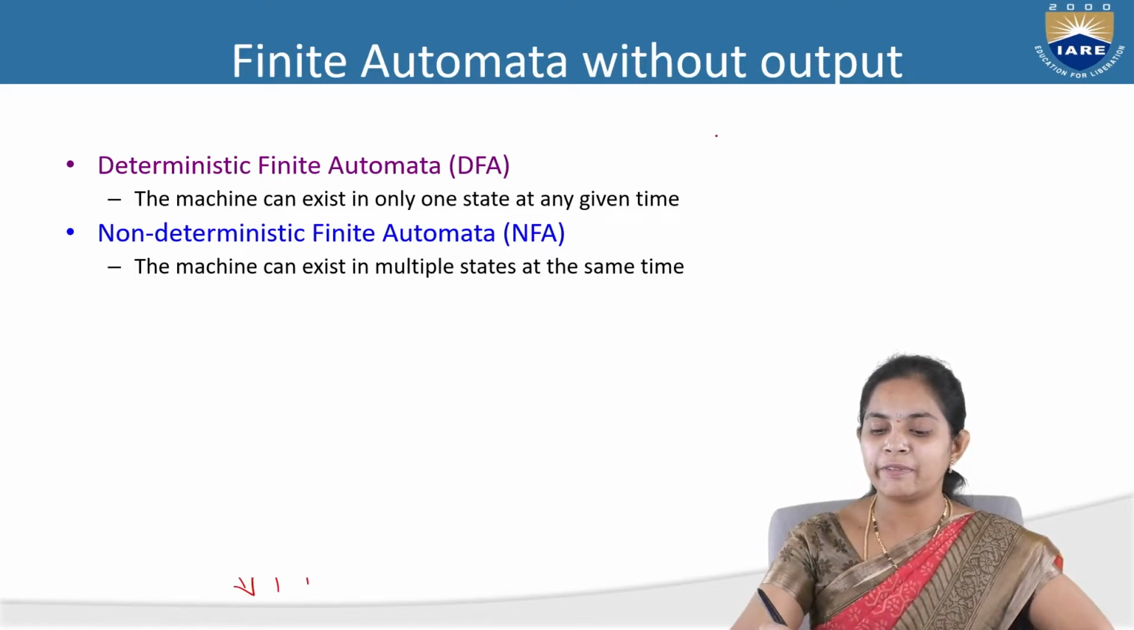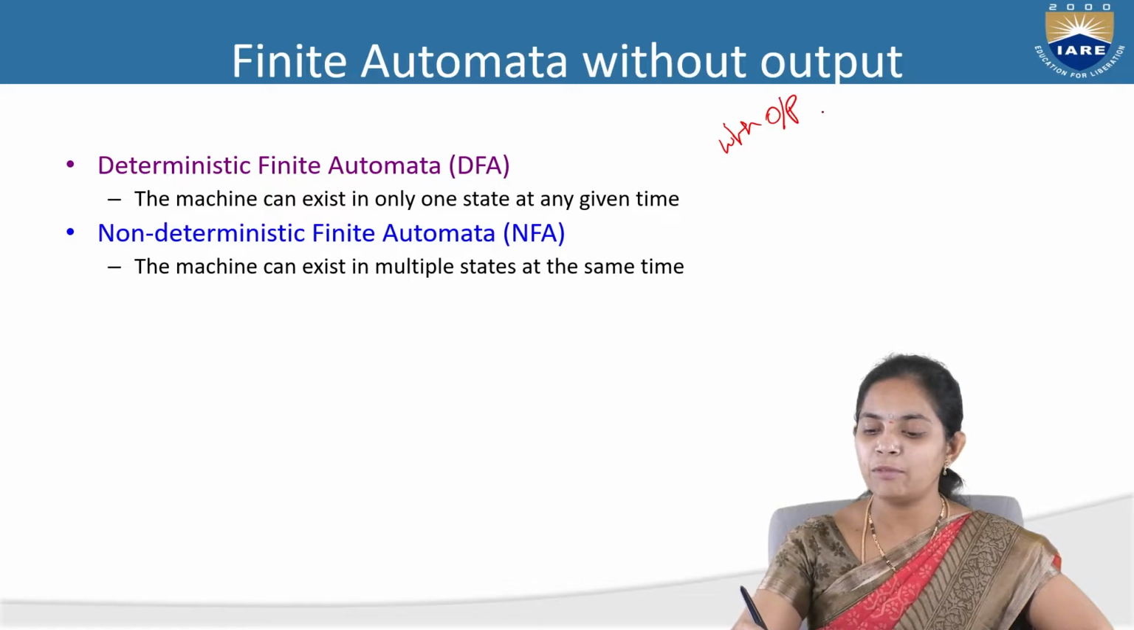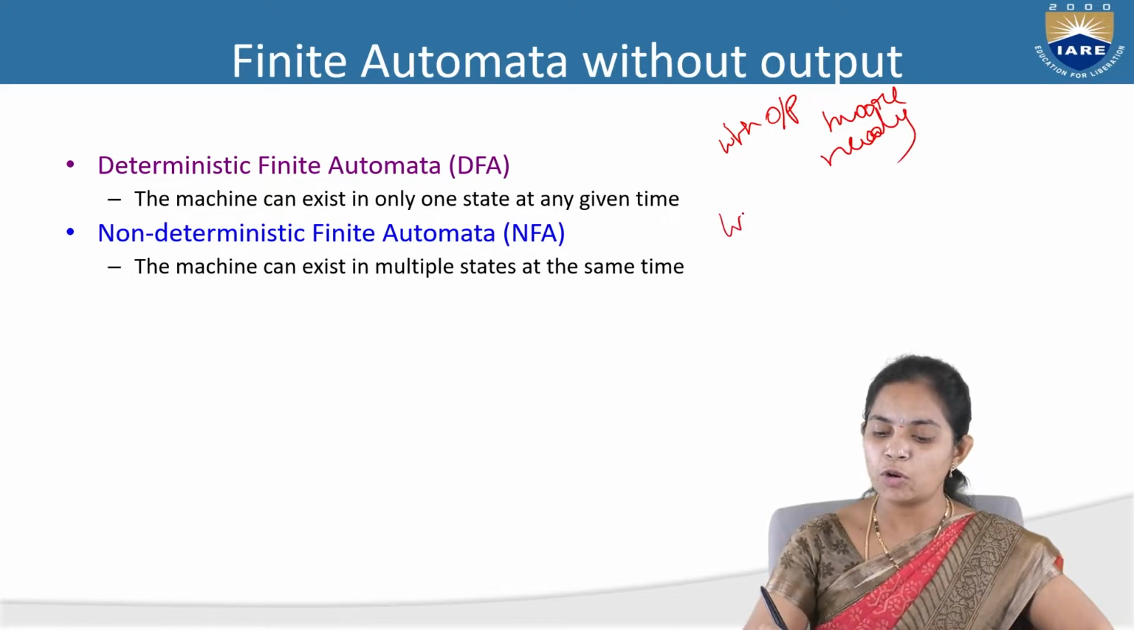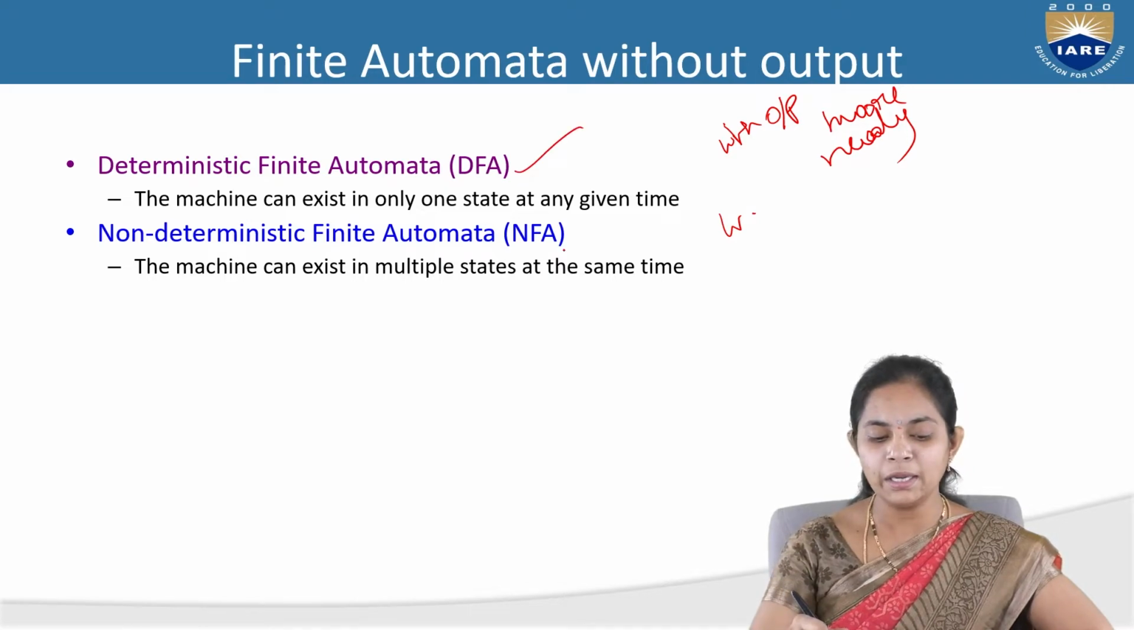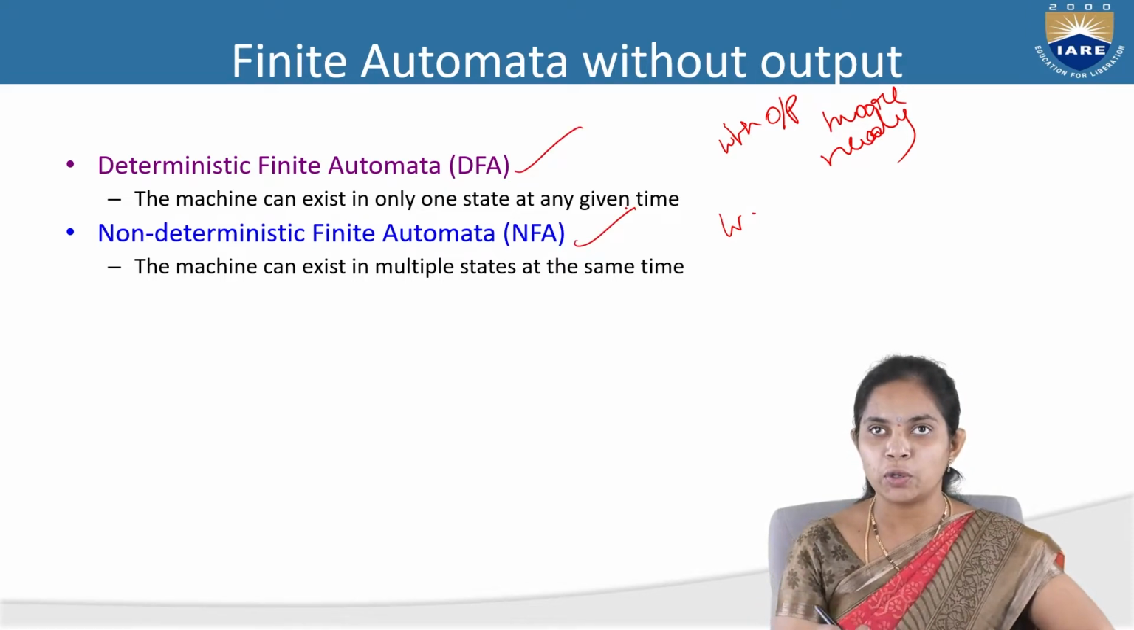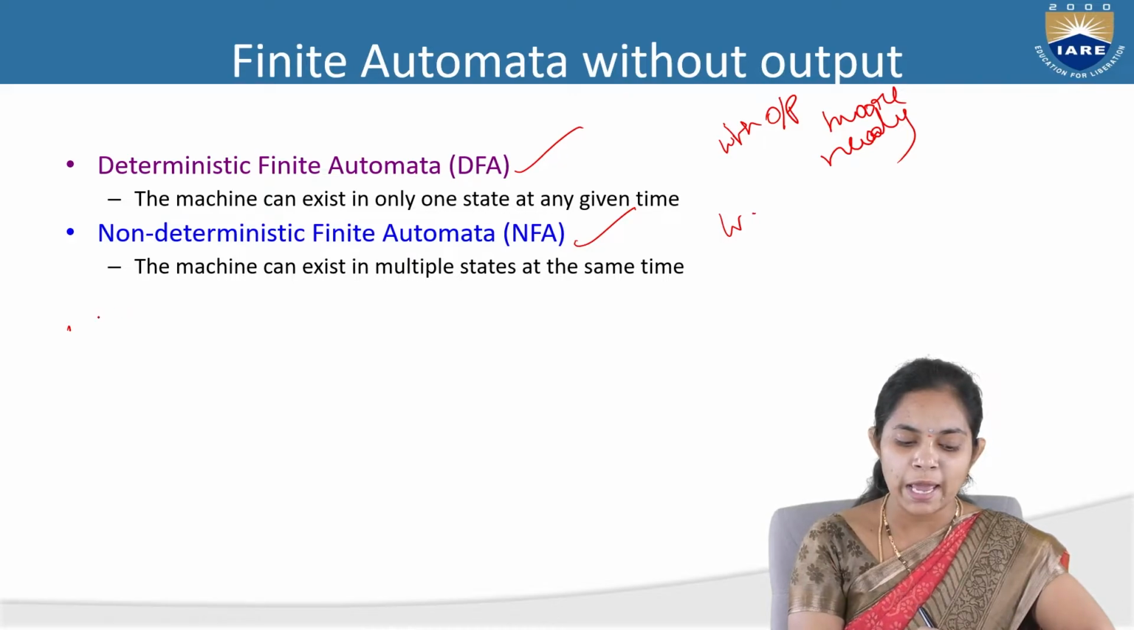And next, here we already discussed finite automata without output and with output. With output we have Moore and Mealy. And without output, we have deterministic finite automata and non-deterministic finite automata. One more thing is also there, epsilon NFA.